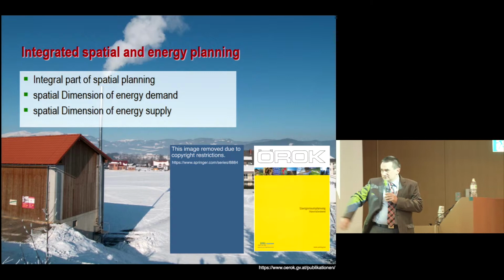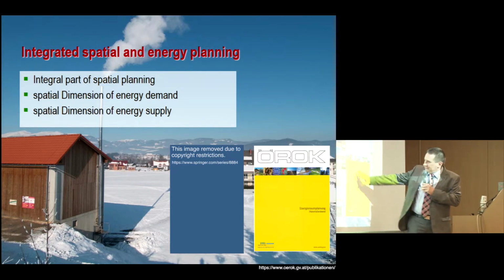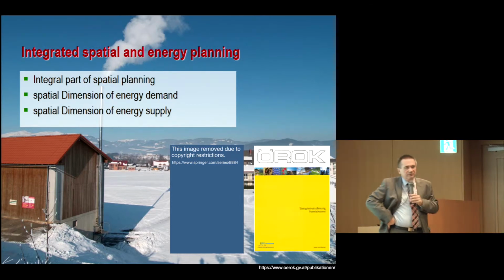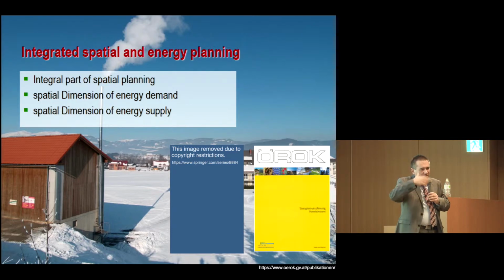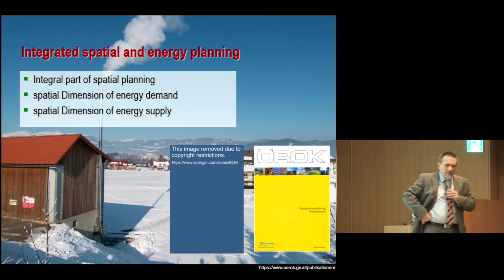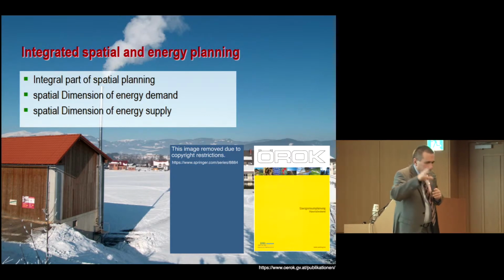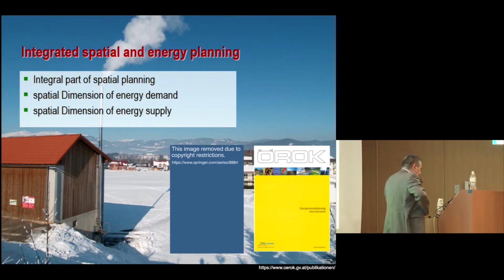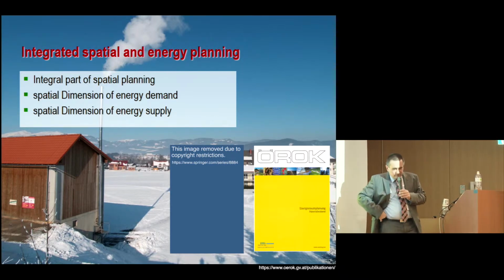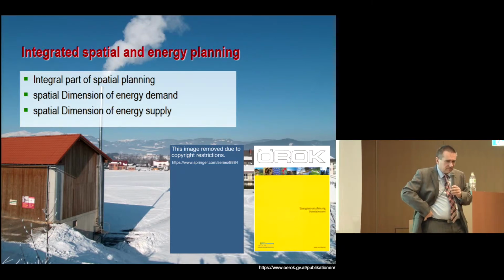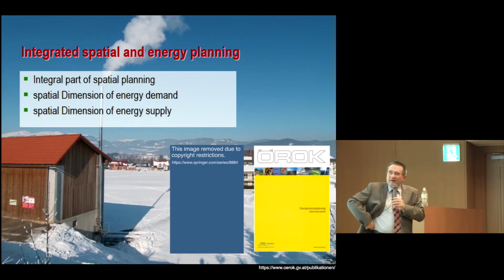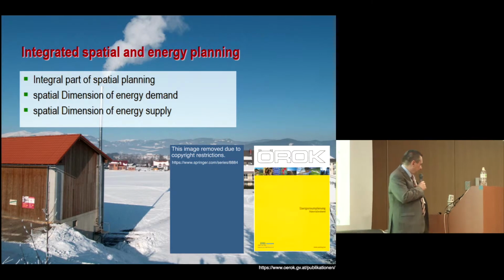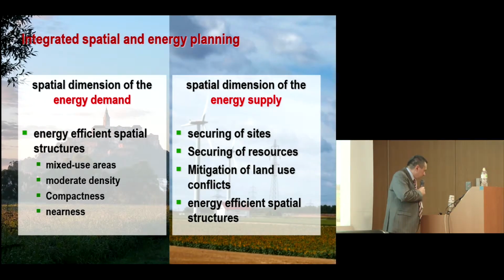We have, of course, written books on it, and the yellow thing here is very interesting. It's a paper series by the Austrian Conference on Spatial Planning. That is a body, an organization that coordinates spatial planning activities between the federal state, the provinces, and municipalities, cities, and so on in Austria. And I was scientifically consulting a working group that defined the idea of integrated spatial and energy planning as part of spatial planning.